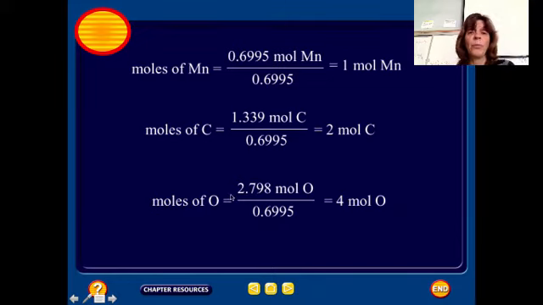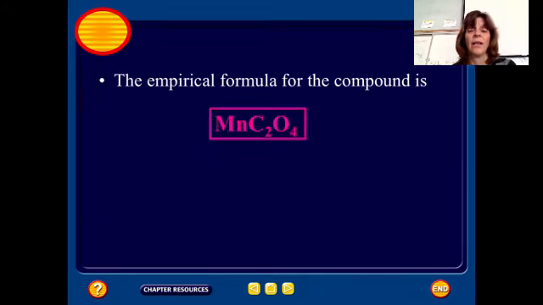We just have to now put it in the format of a formula for a compound. When you write the elements down, you typically write them from the leftmost element on the table to the rightmost element. So manganese, carbon, oxygen, and see how we put in the ratio numbers as subscripts. The 1 is understood, so you don't have to write that down. If you'd like to in the beginning, that's perfectly acceptable. So the empirical formula is MnC2O4.